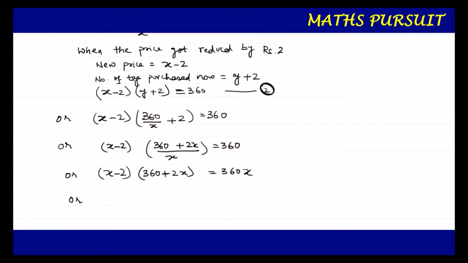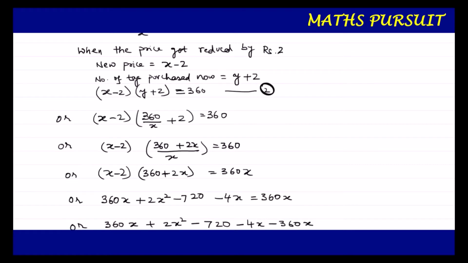Now multiplying x minus 2 with 360 plus 2x. If we multiply x with 360, then we will get 360x. x into plus 2x, we will get plus 2x to the power 2. Then minus 2 with 360, we will get minus 720. Then minus 2 with this 2x, we will get minus 4x is equal to 360x. Or I can write 360x plus 2x to the power 2 minus 720 minus 4x minus 360x is equal to 0.